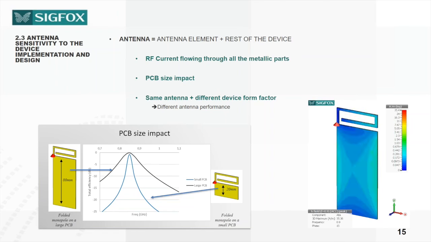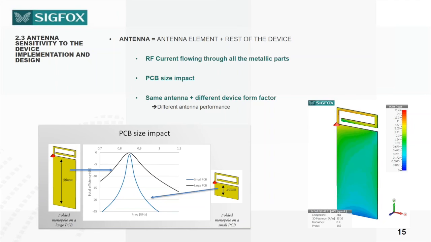In that case, we have on the top a small monopole antenna mounted on a PCB. And you can see some current flowing through the whole PCB. Also, if we have some currents flowing through the whole PCB, that means that if we reduce the size of the PCB, it may have an impact on the antenna.